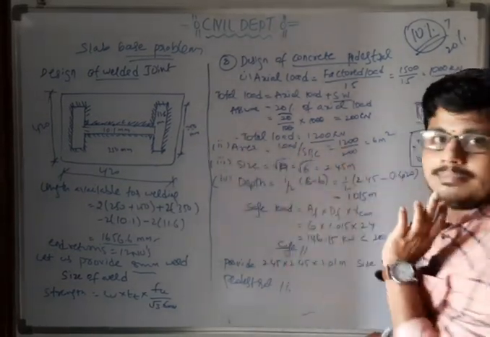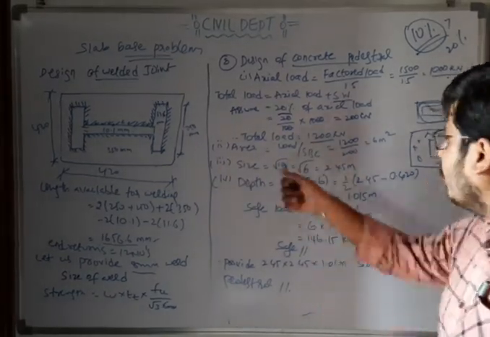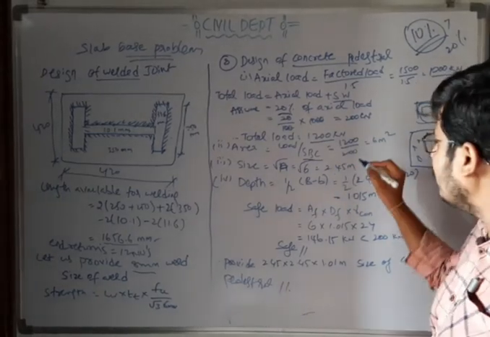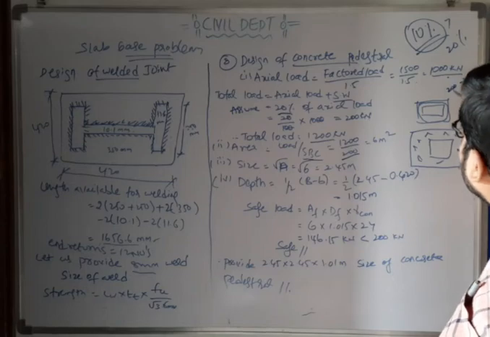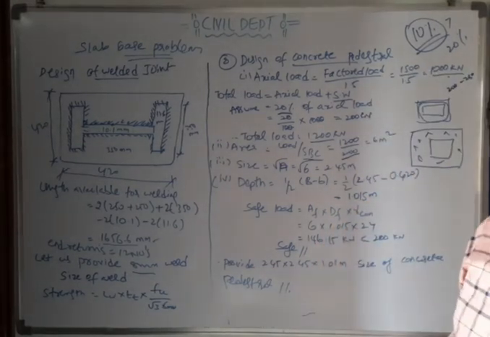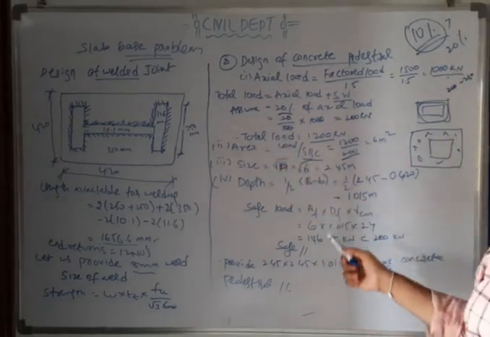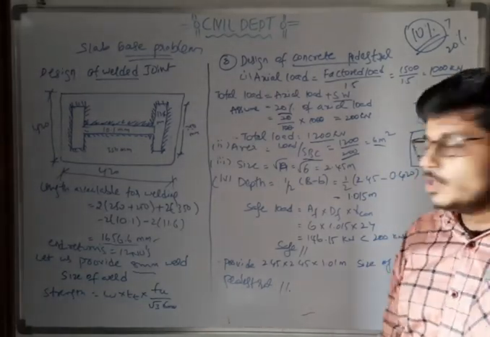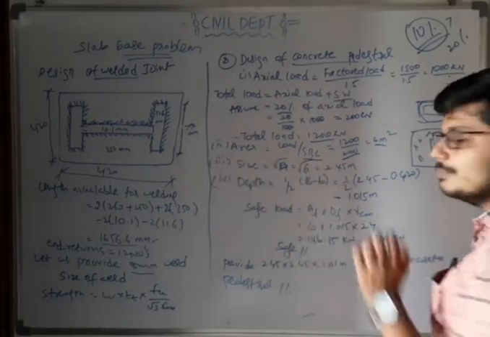Second step, area. We know the formula of area, load by safe bearing capacity. Load 1200 by safe bearing capacity, already given as 200. If not given, assume from 200 to 230. If given, substitute the value given and write the area. So we have got the area value, 6 square meters.